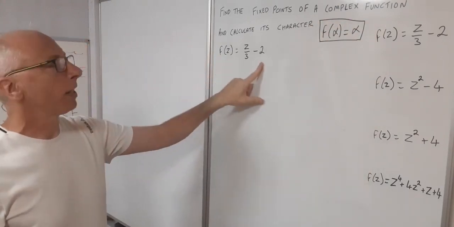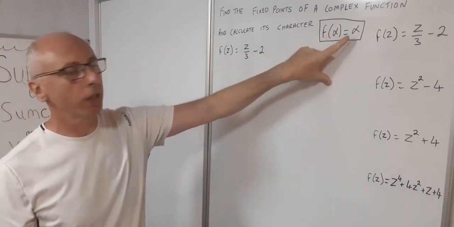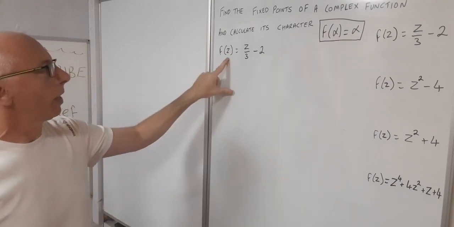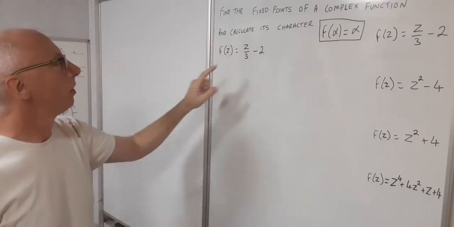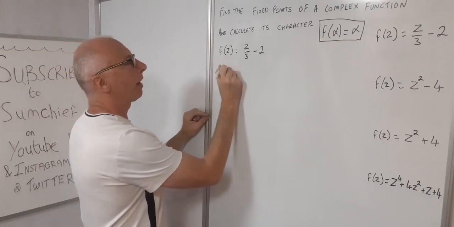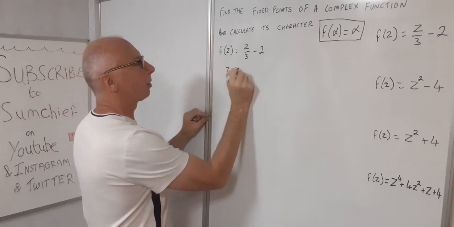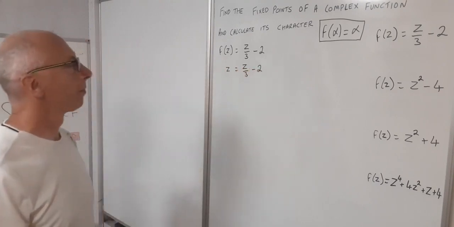So let's get straight into this one. Obviously we're not going to be using alpha, that's just for the demonstration of the formula. So here our variable is z. So obviously we have f of z equals z for our equation here. So here we'll then have z equals z over 3 minus 2.